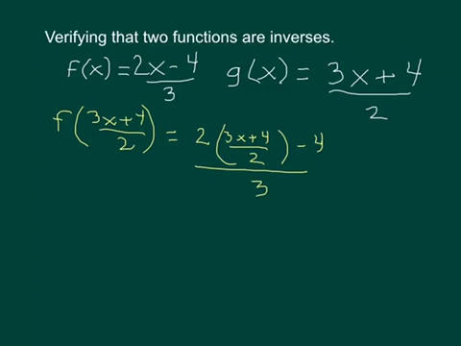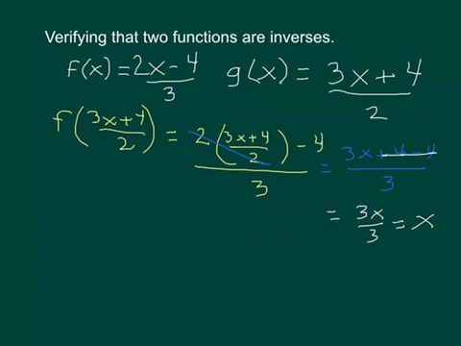So our next step is we're going to start simplifying. Our 2's are going to cancel. We'd be left with 3x plus 4 minus 4 all over 3. But 3x plus 4 and minus 4, those two sum to 0, and we're left with 3x over 3, or x. If that had been anything but x, we'd say these are not inverses. Now we need to reverse this process.